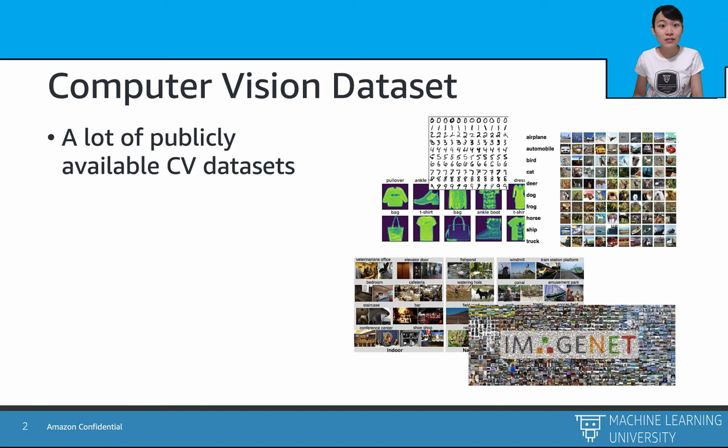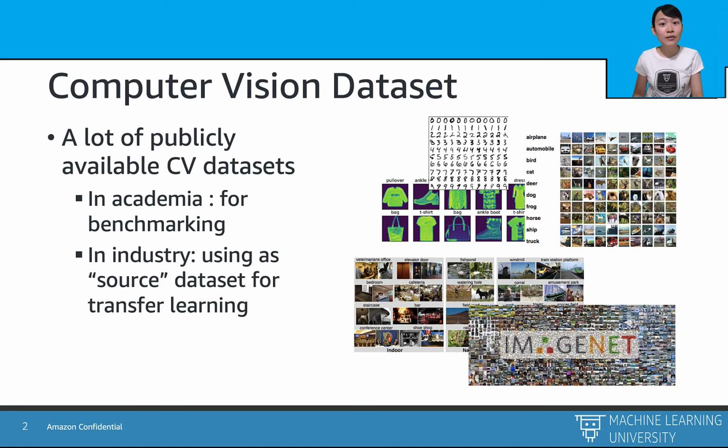There are a lot of publicly available datasets for computer vision, such as ImageNet, Fashion-MNIST, and etc. Those datasets can be used for benchmarking in academia, or they can be used as the source dataset for transfer learning in industry. Let's start with the earliest one back in the 1990s.